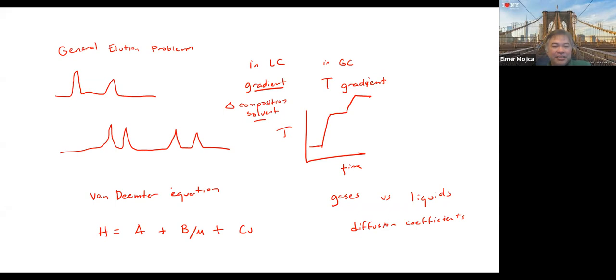Nakakita na ba kayo ng GC chromatogram? Versus LC chromatogram? I'm trying to find out. So I could show you the difference between them.